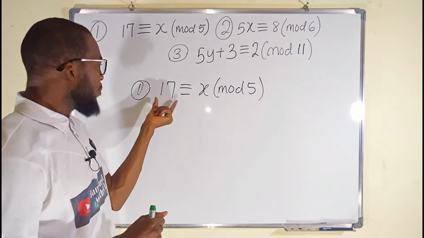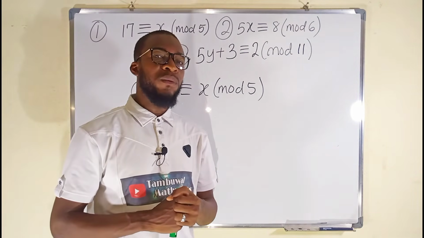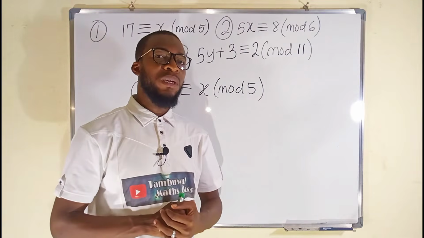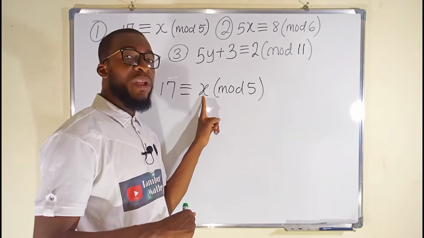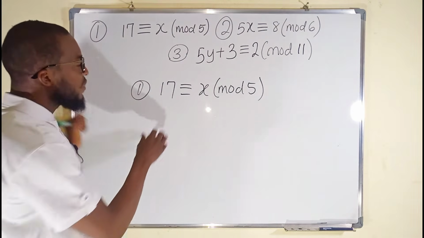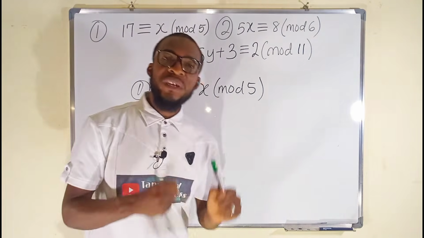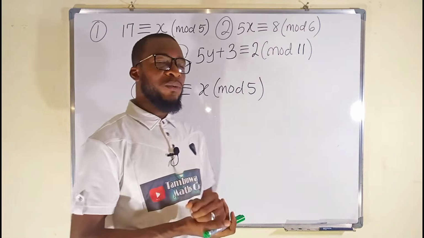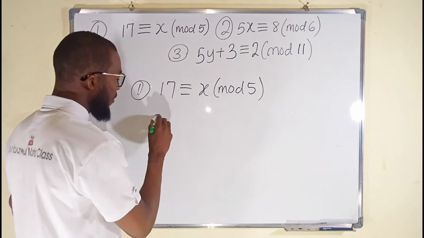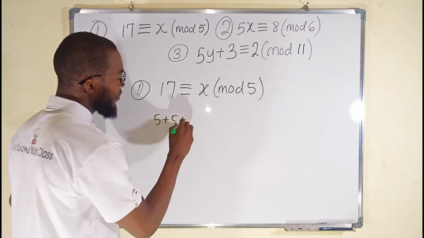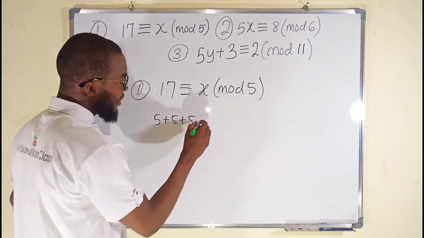So 17, how many bundles of 5 are there in 17? We have 3 bundles with a remainder of 2. So this number right here is just our remainder. It means that if we divide 17 by 5, the remainder is going to be our solution. You can even do it practically: 5 plus 5 plus 5, since we are counting in bundles of 5. This is 15, then plus 2.